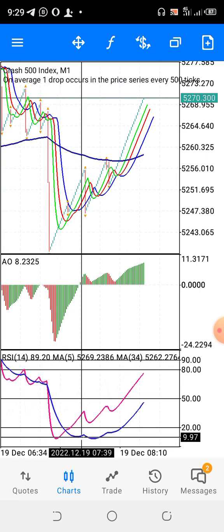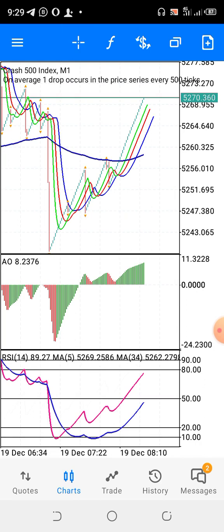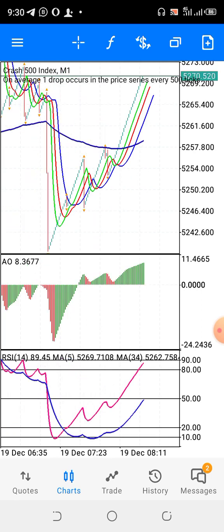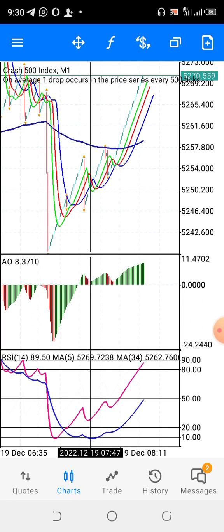I mean, for scalping on all the crash. This strategy also works for step index, boom and crash, volatility, and even crypto. It works, and even options, it works on it. All right, so it is tested and trusted. Once you have something like this, when are you going to place your trade?